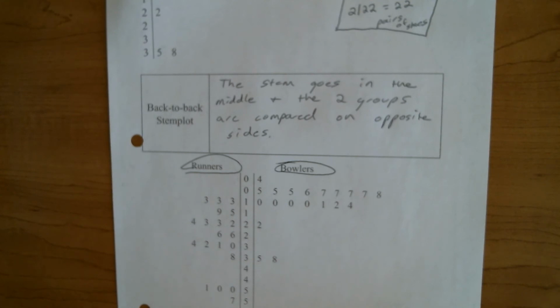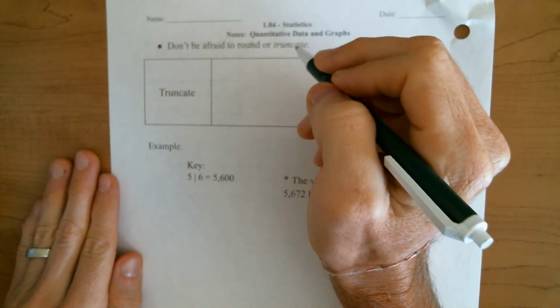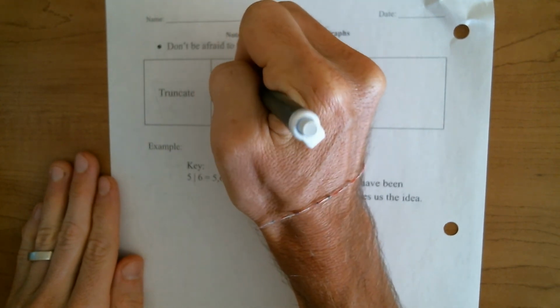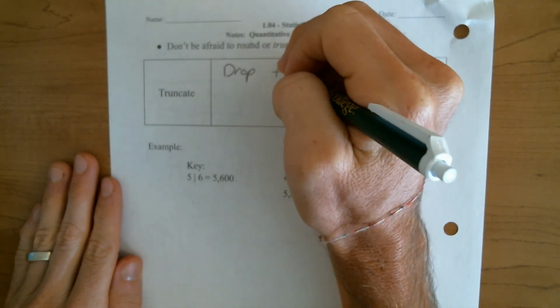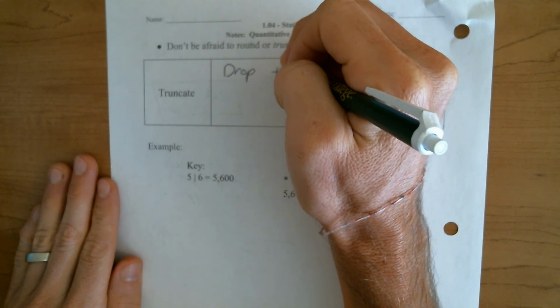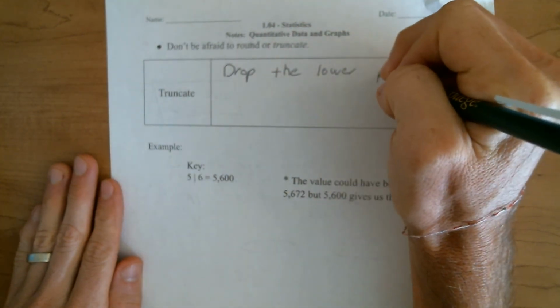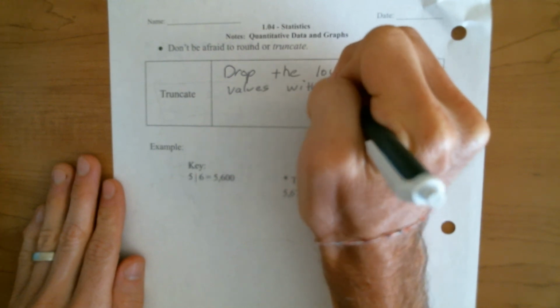Now, sometimes when you have a stem plot and you're dealing with larger numbers, it's not feasible to put the full value on the chart. So there are times when we're doing these and we're going to have to truncate our results. So it says, don't be afraid to round or truncate. Now, what's the difference between rounding and truncating? When you truncate, you simply drop the lower place values without rounding.